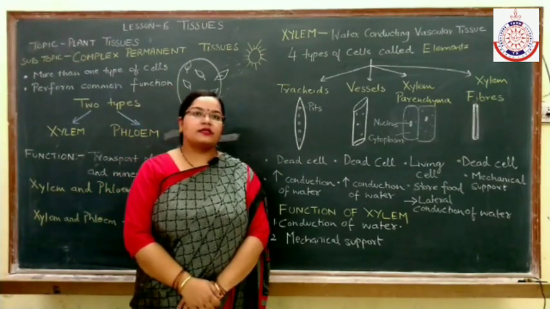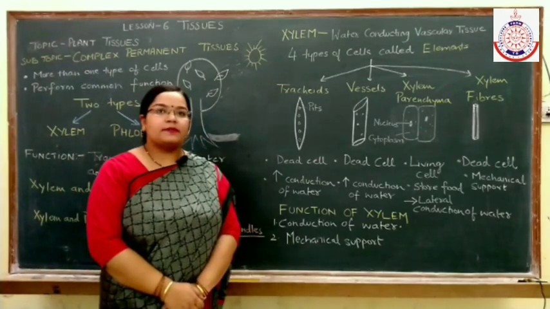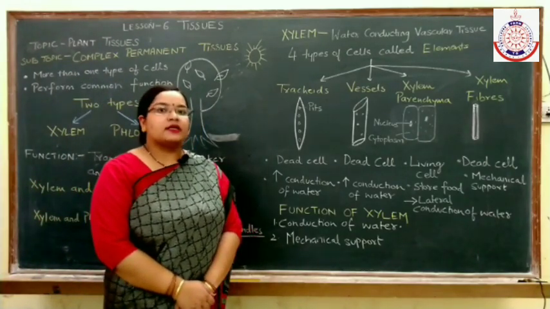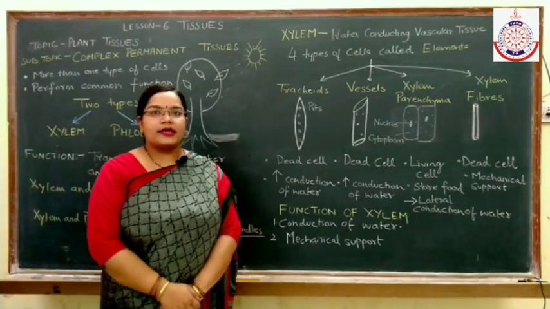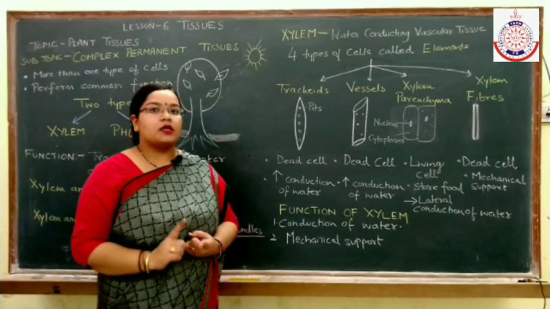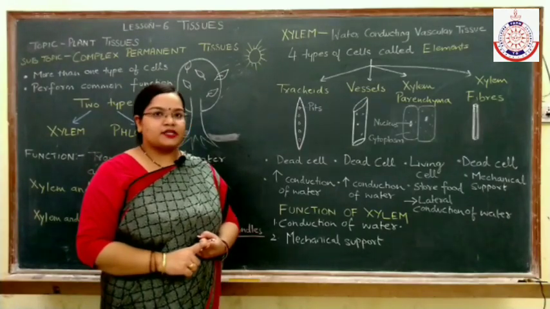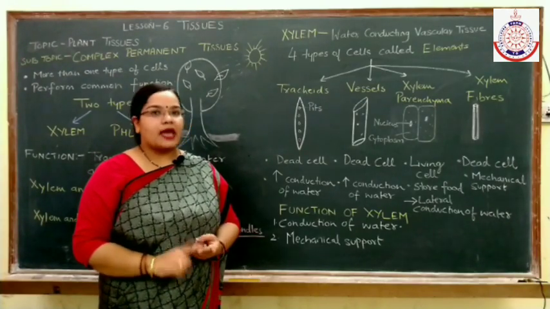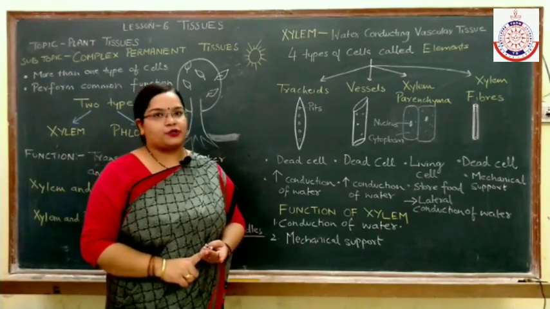In the last lecture, we studied simple permanent tissue. What are simple permanent tissues? The tissues which are made up of only one type of cell are known as simple permanent tissue. For example, parenchyma, collenchyma, sclerenchyma are supporting permanent plant tissue, and epidermis and cork are protective simple permanent plant tissue.